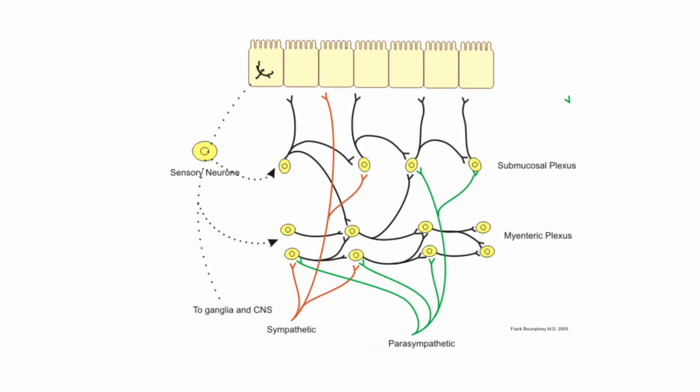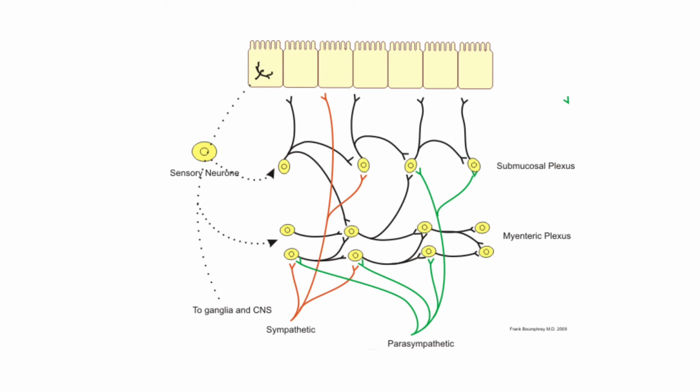So that is all about today's lecture. We have covered the different parts of the GIT, we have done the structure of the gut wall, and then we have done the intrinsic and the extrinsic nervous system of the GIT. We will finish this lecture today and we'll take it up on Wednesday.